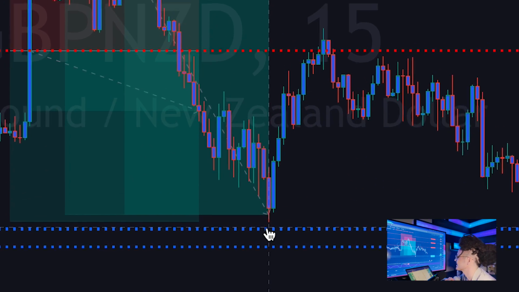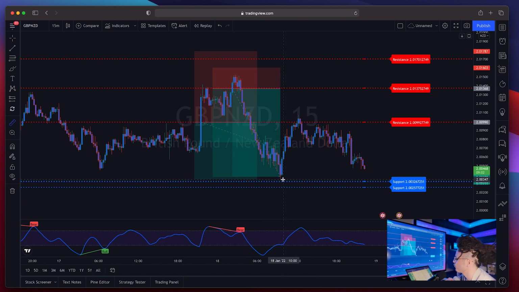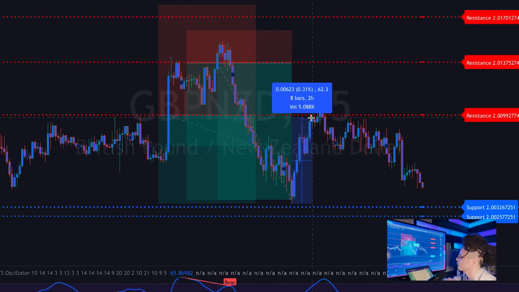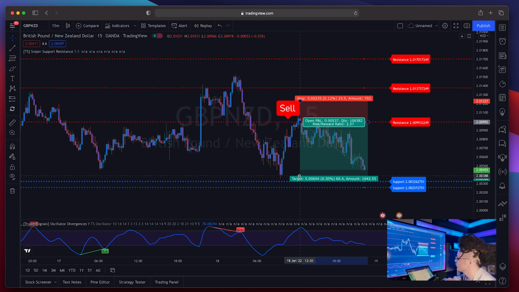And when it came to the sniper buy zone, you could have bought here, again risking only 1% of your account, taking it to the opposite resistance line as a take profit, and that would have been good for 62 pips. And again, the resistance line happening right here, you could have entered again on a short using the support line as your final take profit.